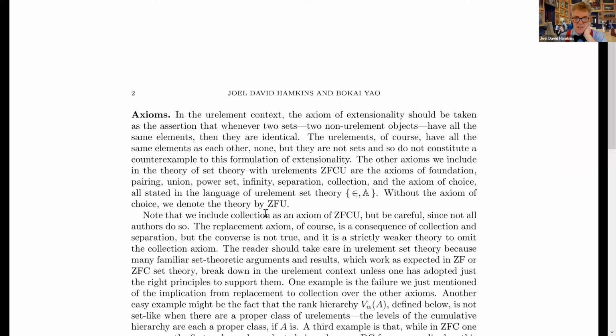One thing to notice is that I'm using collection and separation instead of just replacement. In ZFC, in pure set theory, it doesn't matter whether you use collection and separation or replacement, because they're equivalent.